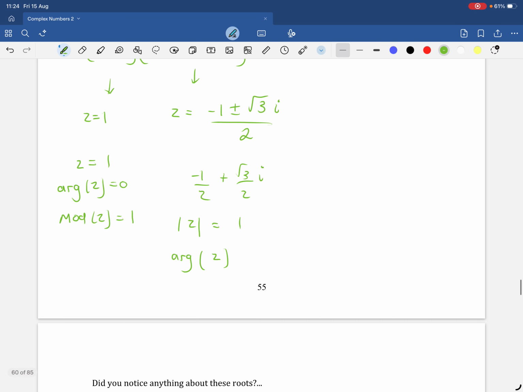And if we just quickly draw a graph, well, that's going to look like this. So that's pi on 3, which makes this 2 pi on 3. So the argument of this is 2 pi on 3.